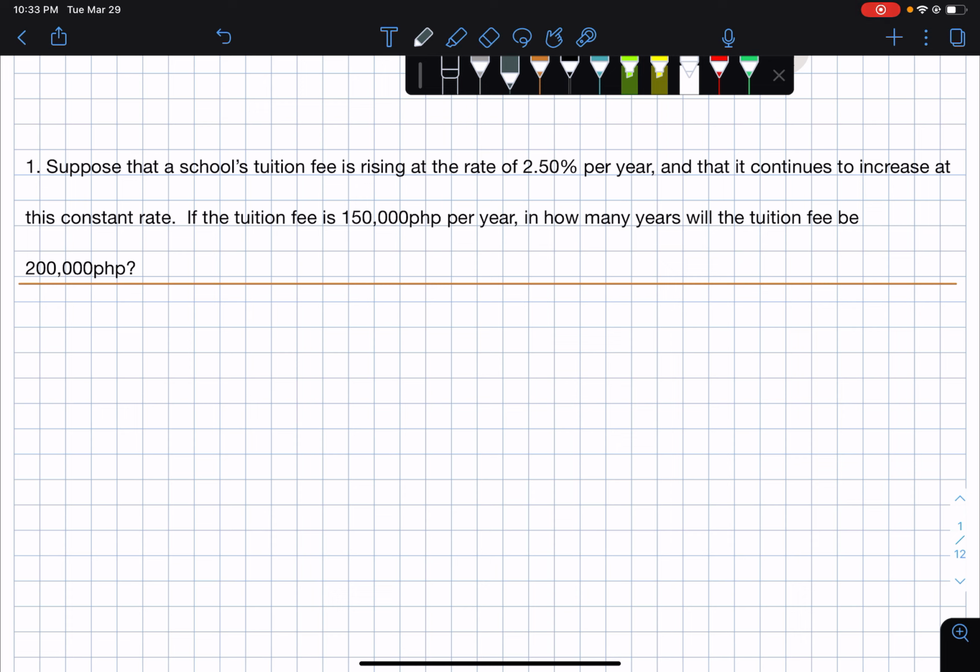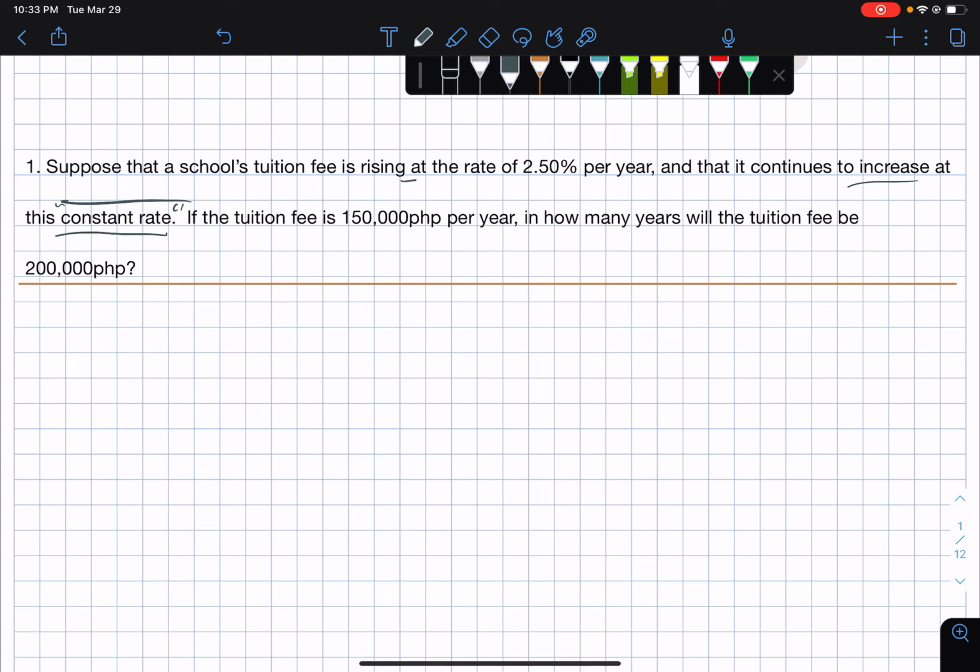Suppose that the school's tuition fee is rising at the rate of 2.50% per year and that it continues to increase at this constant rate. So I think you can say that there is a constant rate. It's a keyword.